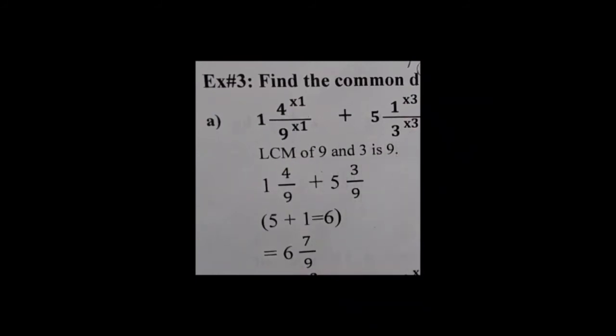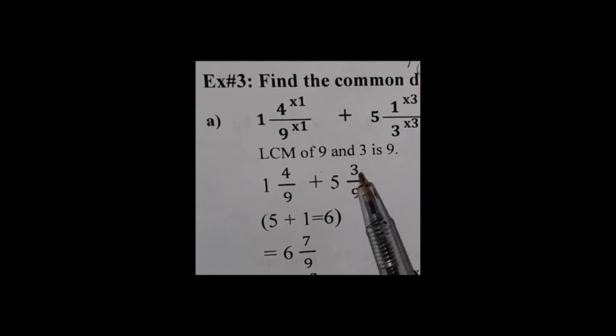9 and 3 are the denominators, and the LCM of 9 and 3 is 9, because 9 is the multiple of 9 and 9 is also the multiple of 3. 1 times 9 is 9 and 3 times 3 is 9. Now we will multiply the numerator with the same number, 9 multiply 1 and 4 multiply 1.